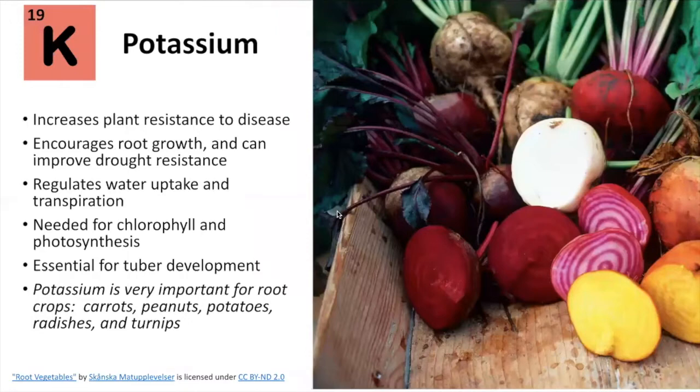Okay, last one, potassium. Okay, protects against disease, helps with chlorophyll, essential for tuber development. Guy on the back row, what's a tuber? Right, you've got a potato. Okay, see on the bottom there, it says very important for root crops: carrots, peanuts, potatoes, radishes, and turnips.